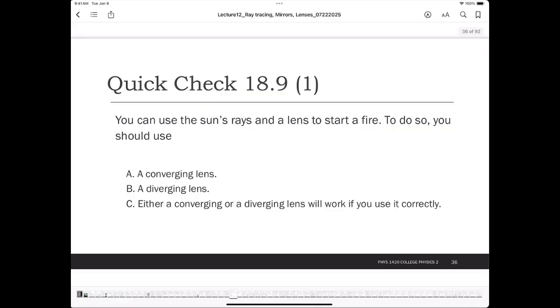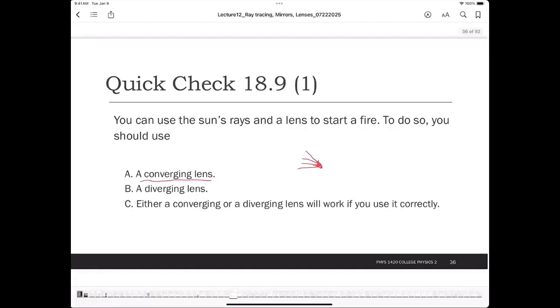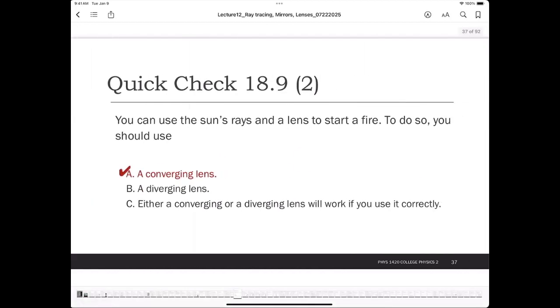Actually, I think this one is easy. If you want to use sunlight and a lens to start a fire, you need to let all the light converge to a point, and then this point will have all the energy of those light rays, and start a fire. So the answer is obvious. It should be a convergent lens. That makes sense to you? Okay, the answer should be A.